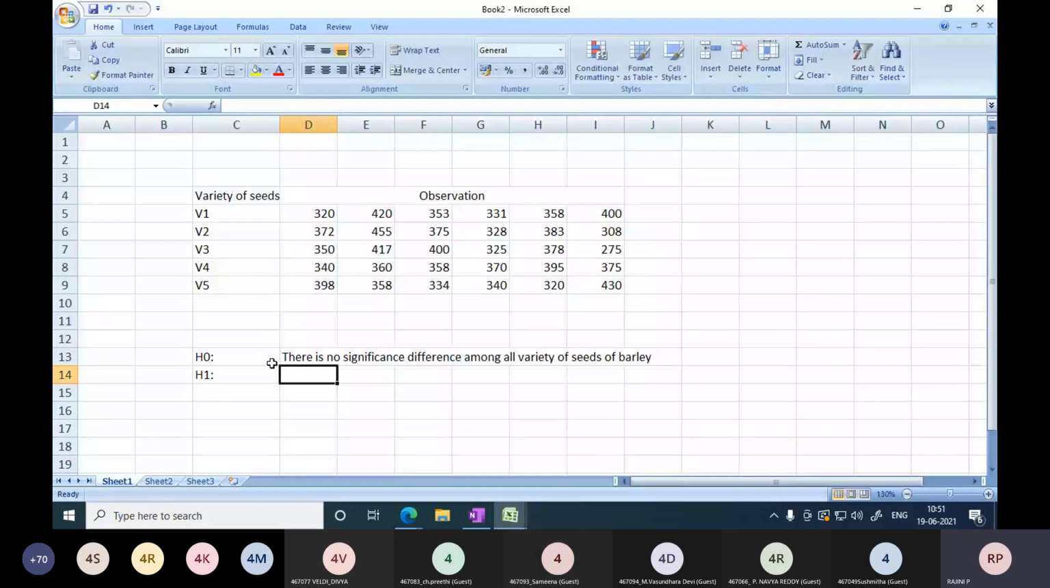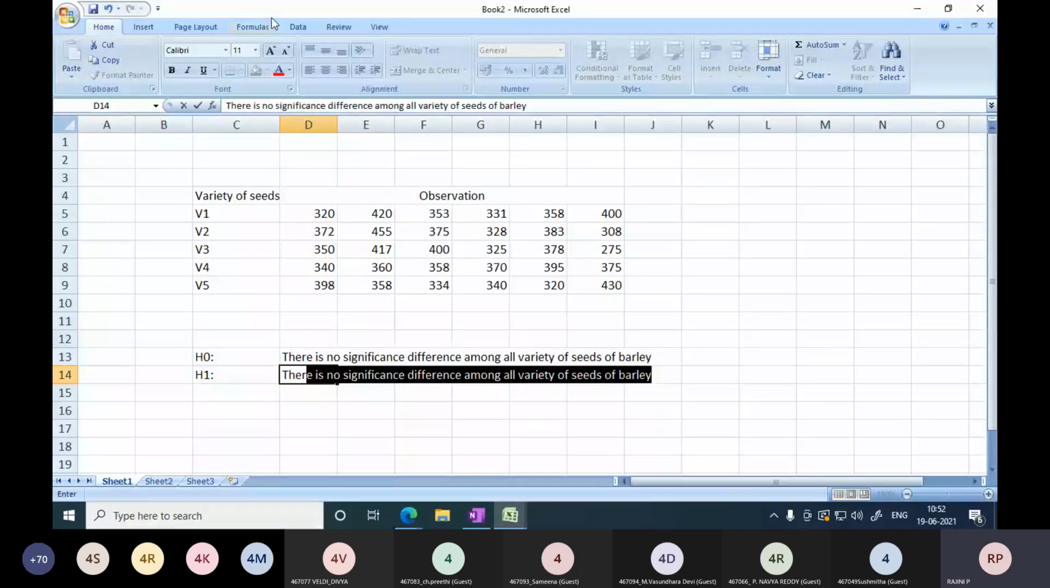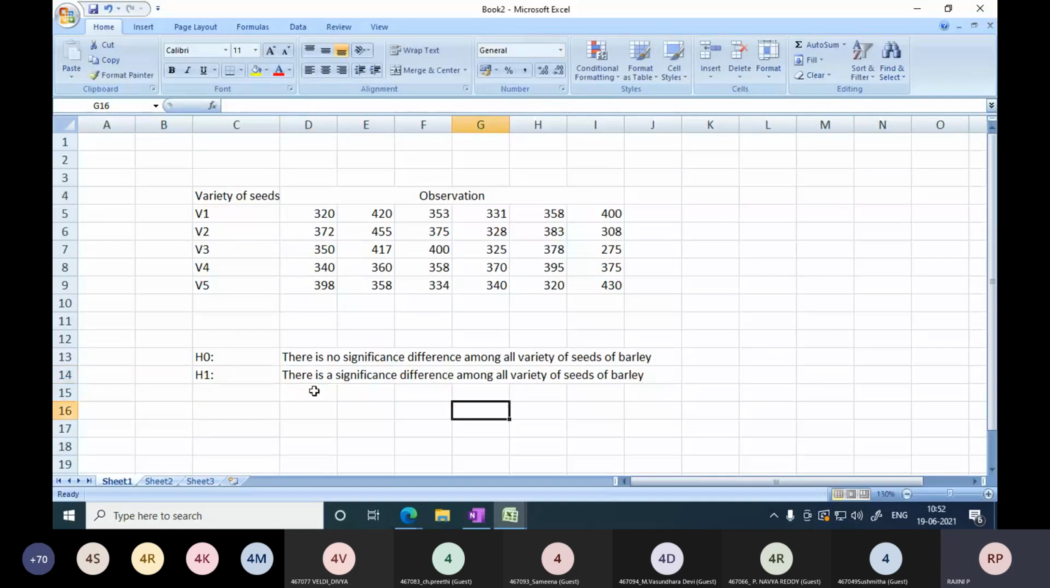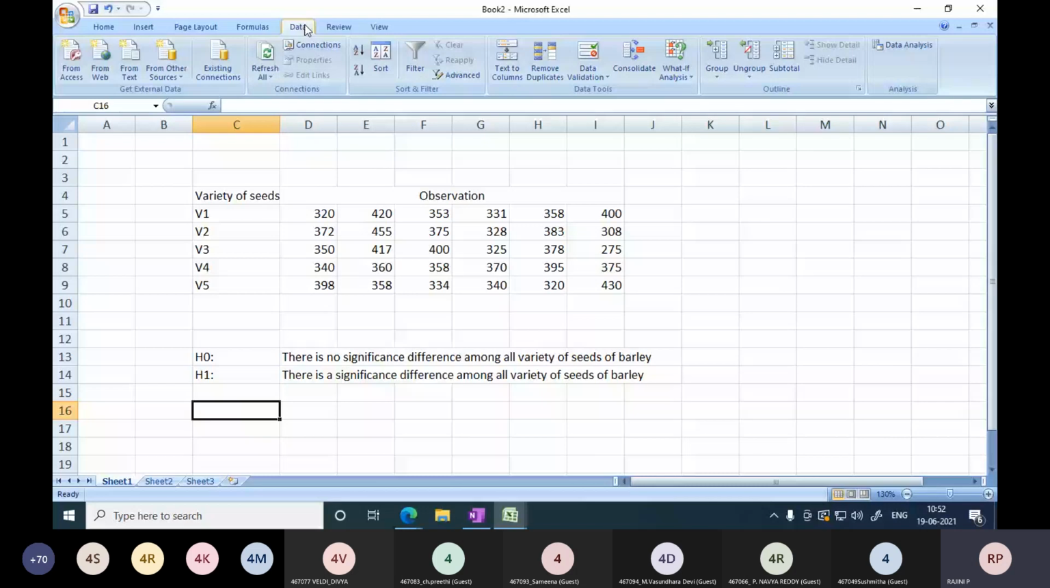Similarly, write the alternative hypothesis: there is a significant difference. Okay, now go to the data. How many factors are you testing? You are testing only one factor, that is, varieties only. You are concentrating on only one factor, therefore we use only CRD. Is it clear? CRD is nothing but ANOVA one-way classification.